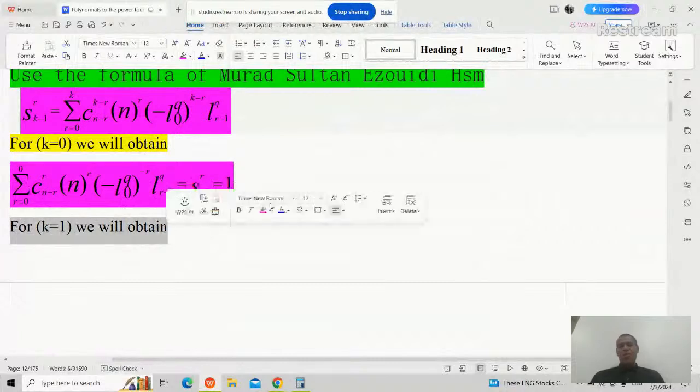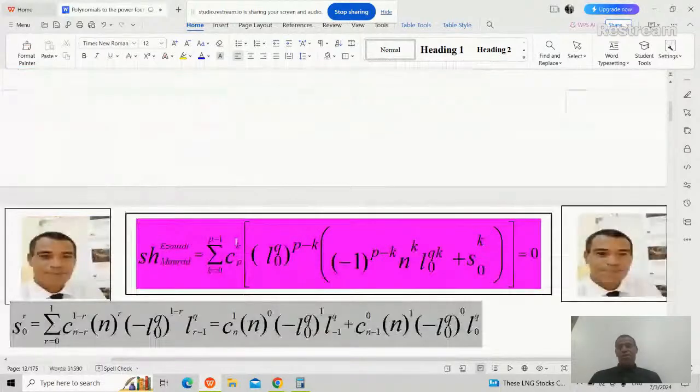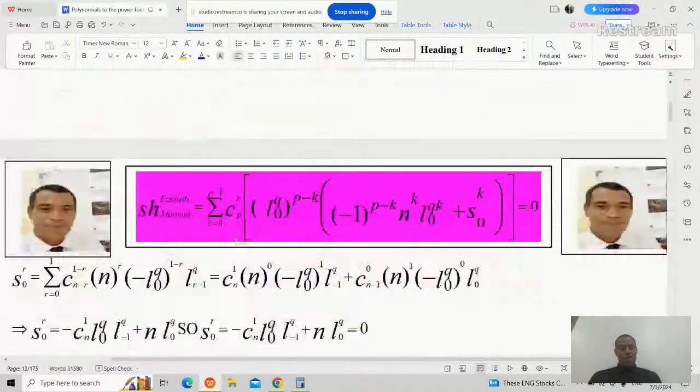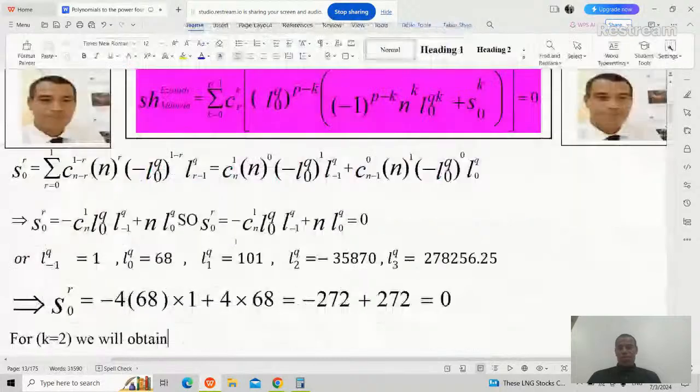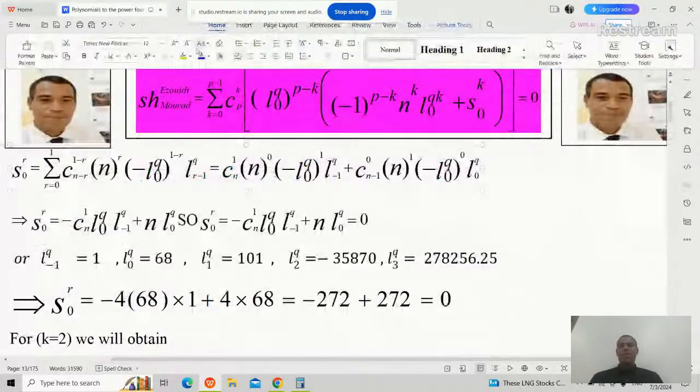We told before that the value of S0 of order R is always equal to 0, because we calculated and developed the discrete formula. When k equals 1, we obtain that S0 of order r is equal to 0. Okay, so this is the formula. I'll just replace k with 1.